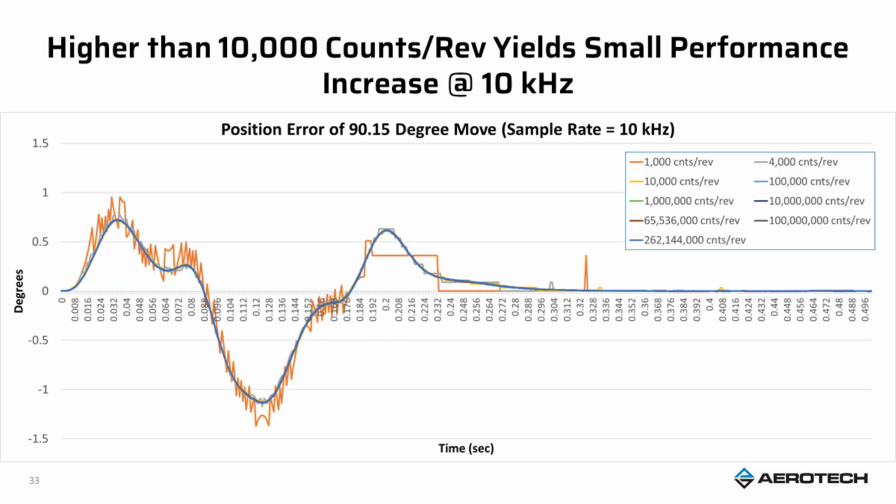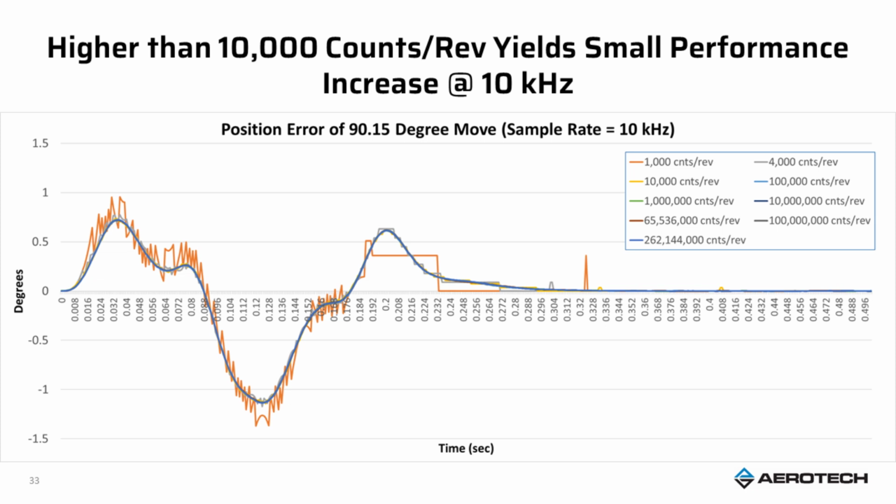So let's take a look at what happens when I change the resolution. I picked a sample time of 10 kilohertz, and now I made a move of 90.15 degrees. The reason I did that is, the first move I made with 1,000 counts was 90 degrees. Well, 90 degrees is a perfect 250 counts, and it zeroes right in. I'll talk about that a little bit later. So I picked 90.15 because I wanted to really see the effect of this resolution on the system.